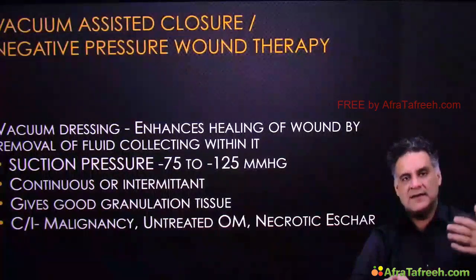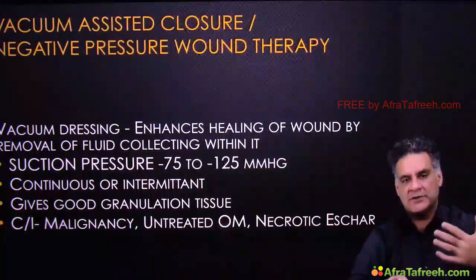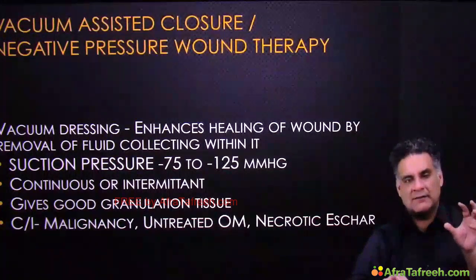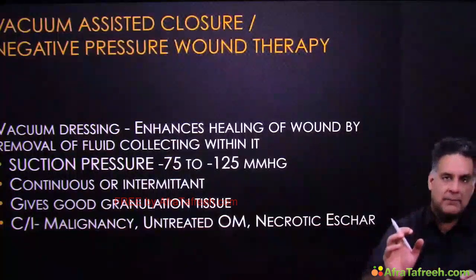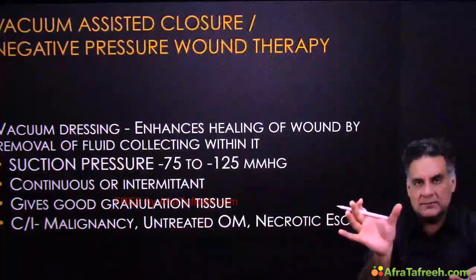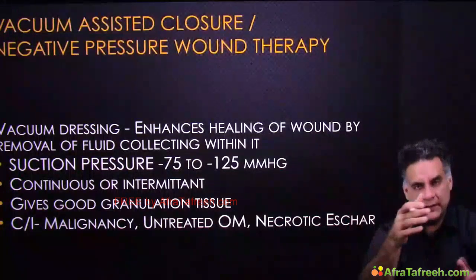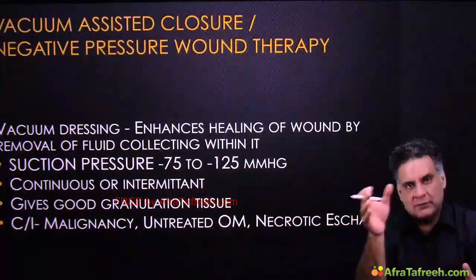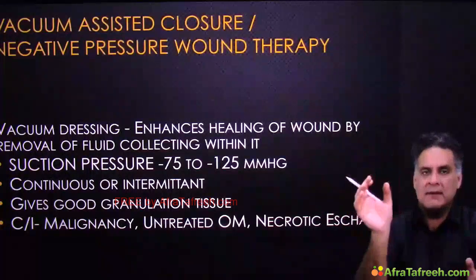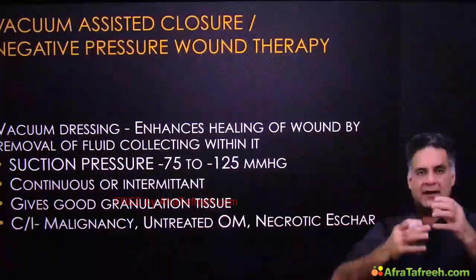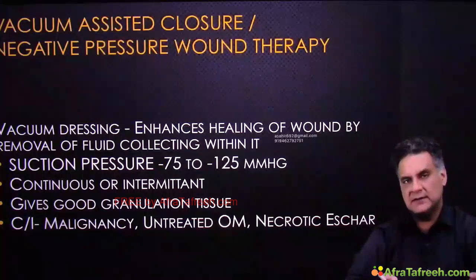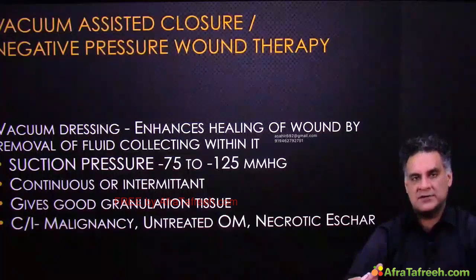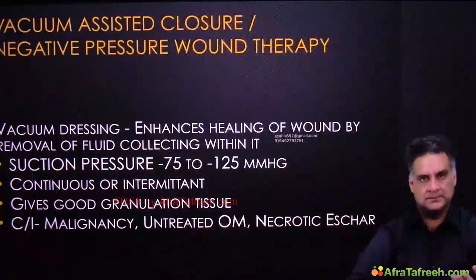It enhances healing by formation of granulation tissue. You can have a negative pressure, continuous or intermittent. But remember, what is the range of the pressure? We are in negatives, minus 75 to minus 125 millimeters of mercury. You are enhancing the proliferation. Contraindications: malignancies, untreated infection, necrotic tissue.